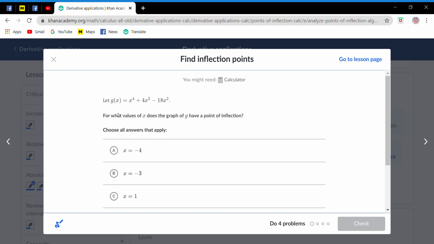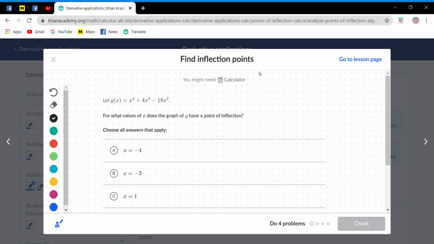So let's start. Let g of x equal x to the fourth plus 4x cubed minus 18x squared. For what x values does the graph of g have a point of inflection? The point of inflection is where the second derivative of the function changes sign.